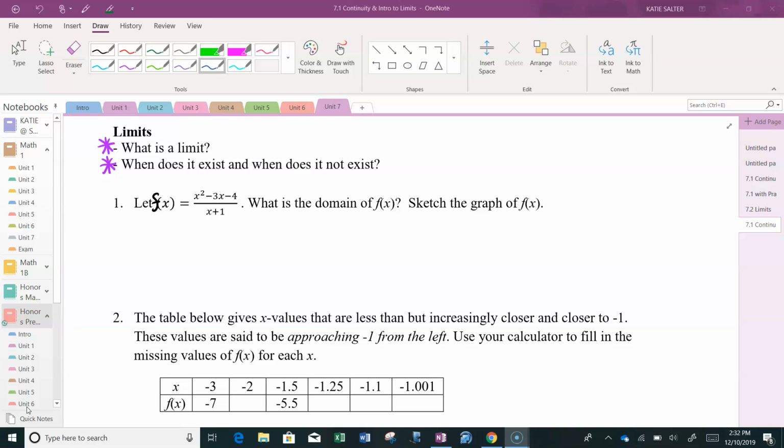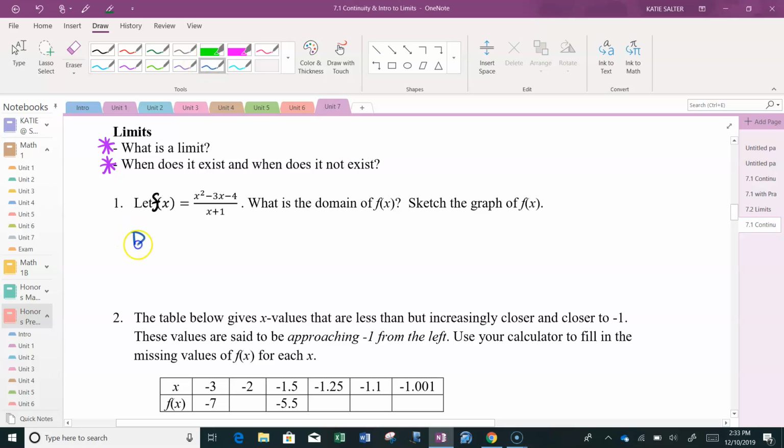So starting with this first example, let f of x equal x squared minus 3x minus 4 divided by x plus 1. What is its domain? And sketch a graph of f of x. All right, well, guys, immediately we should recognize that the domain would be all real numbers except for -1. I don't even have to graph that to know that. I know x cannot equal -1 because I cannot divide by 0. So if we set that denominator equal to 0 and solve, we would get x equals -1.